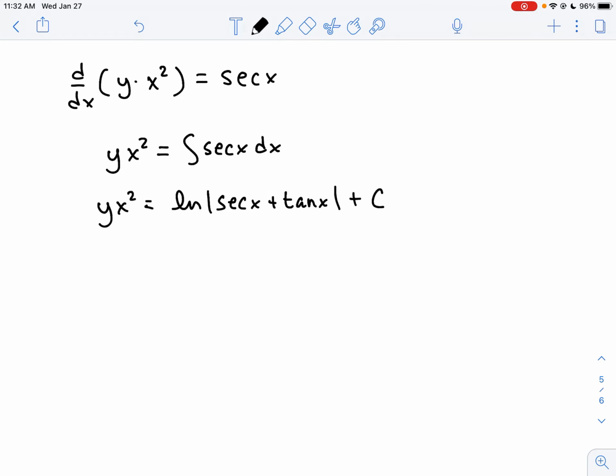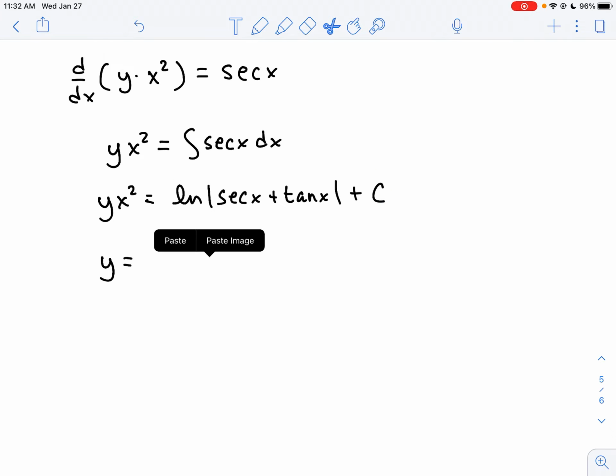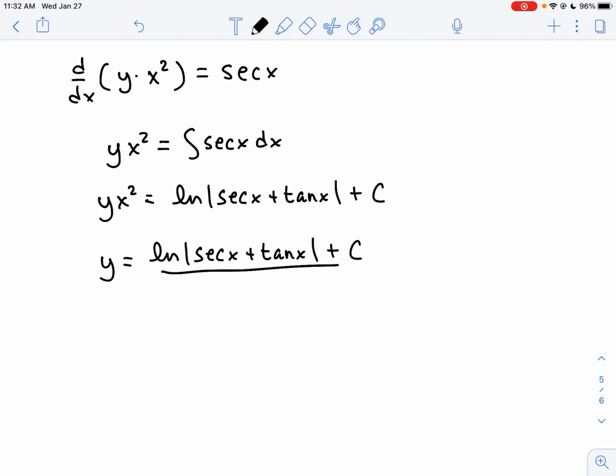And finally, this is an implicit. Let's go ahead and get an explicit and get y by itself. Y is equal to, I'm going to just copy all of that, divided by x squared. Make sure the plus c is part of the numerator.